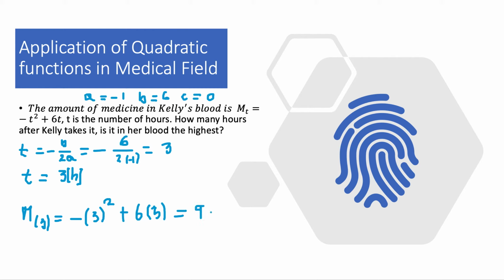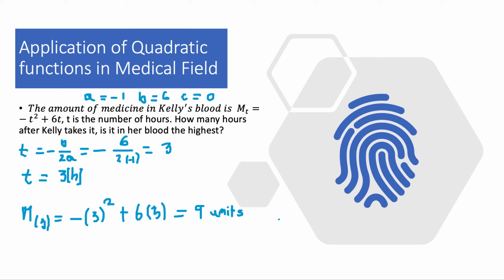So let me write the units. Because we don't know what the units are, I will write 9 units. After 3 hours, there are going to be 9 units of the medicine, whatever they were given. If they were given, for example, in milligrams, it can be milligrams. If it's in grams, then grams.